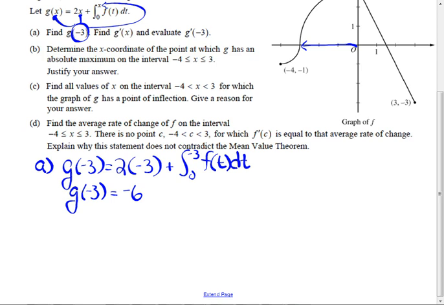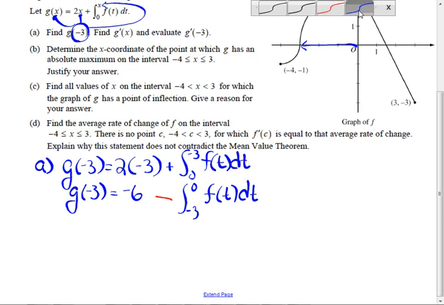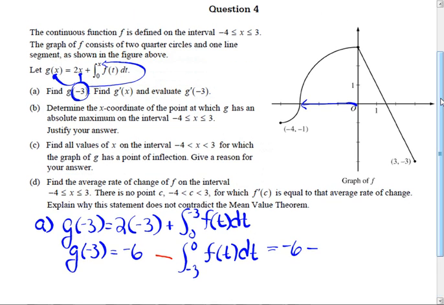So why don't we fix that and make it go from negative 3 to 0, left to right, of f of t dt. And if I fix that, what happens to the sign out in front? It becomes negative. So that's an easy place to make a mistake. Everybody clear on that? And then all I have to do is find the area using geometry. So it's negative 6 minus, and I need the area of this quarter circle. Well, that's not bad, is it?